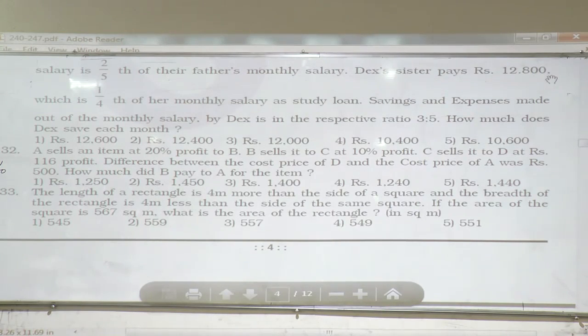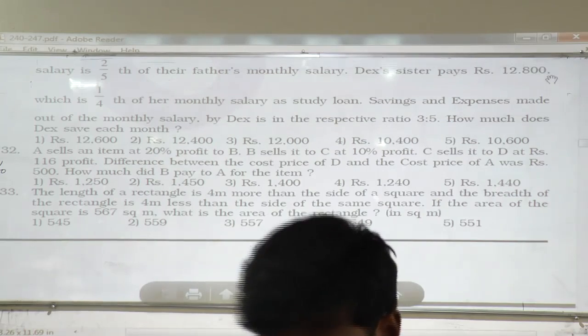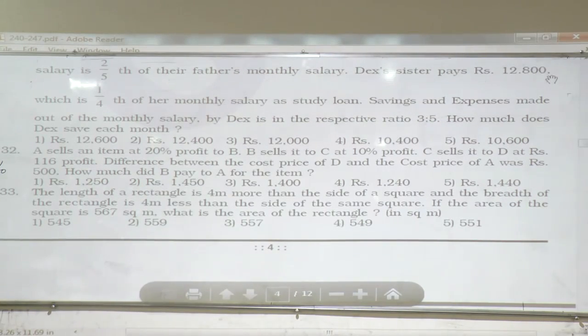You're asked to calculate the amount paid by B. A sells to B at a profit of 20%. 20% profit is equal to 120%. When you calculate 120%, that will be a multiple of 12, a multiple of 3 and 4. And there is only one option, 1440. That's the final answer. Right, next.